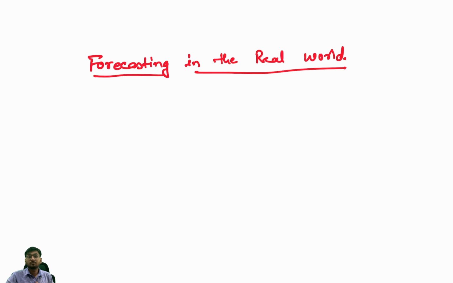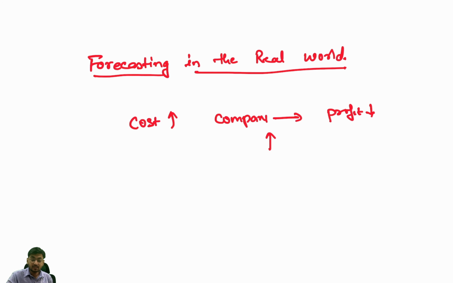Now, there is one scenario: if the cost rises, the company will keep the price the same and hence their profit will start decreasing. This is the first scenario. Or the company will increase the price proportionately and profit remains stable.